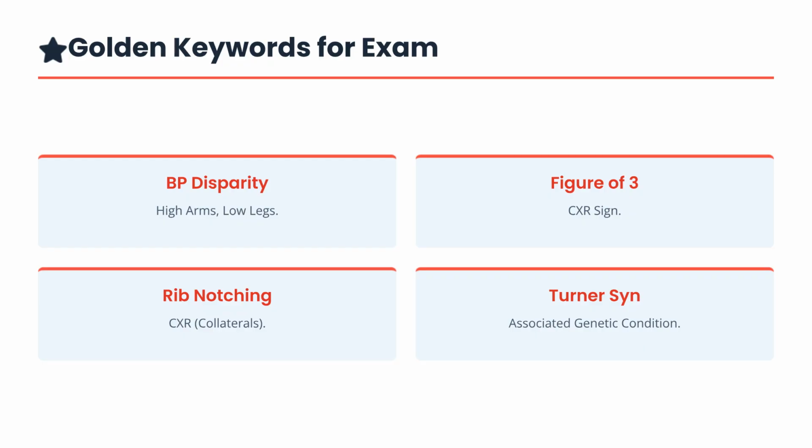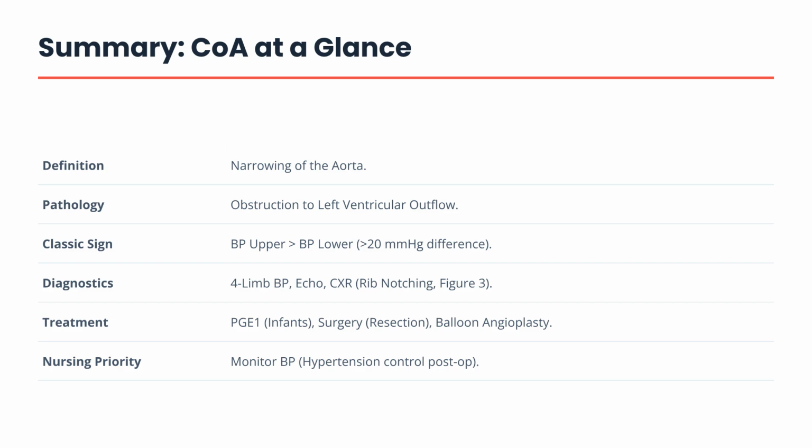Here are the golden keywords for your exams: BP disparity, figure of 3, rib notching, and Turner syndrome. This slide provides a brief summary of the presentation content.